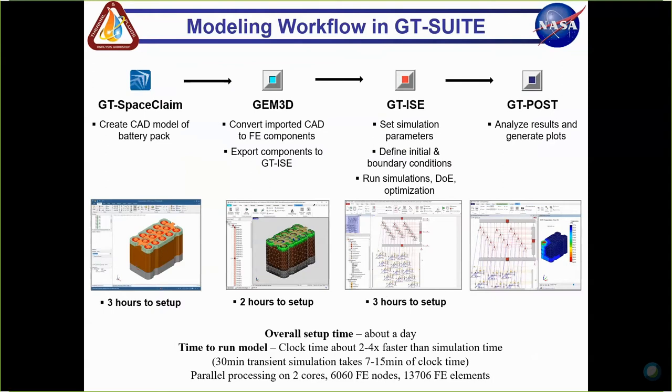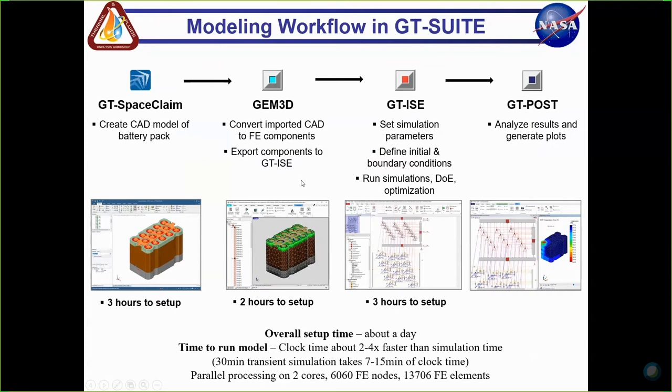Okay, so now if we get into the basic modeling workflow that we used inside the software, there are a few basic UI tools that are used. Because we didn't have the geometry of the pack to start with, we built this very simply with GT SpaceClaim. Every license of GT-SUITE includes SpaceClaim, which is a model builder package by ANSYS. This took a couple of hours to set up, and obviously it's defeatured. It doesn't have a lot of the detailed geometry characteristics. But as was alluded to earlier, you don't really want all that detail because it can slow down your model for no real reason.